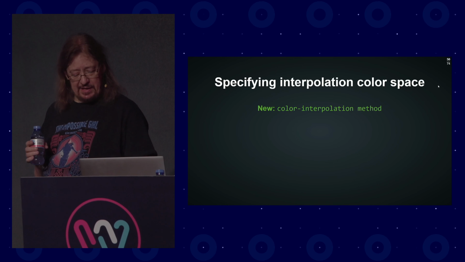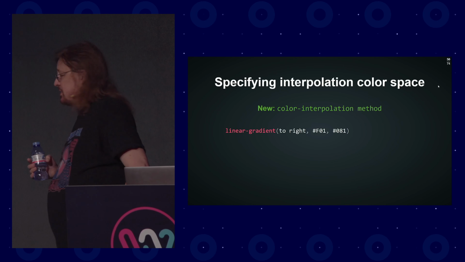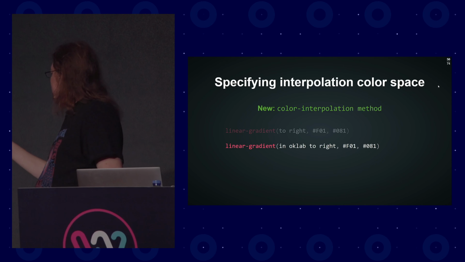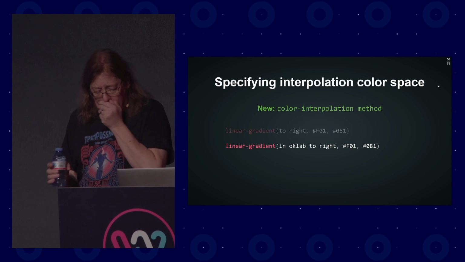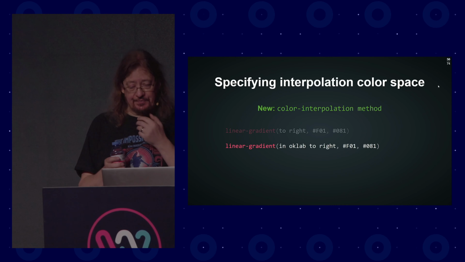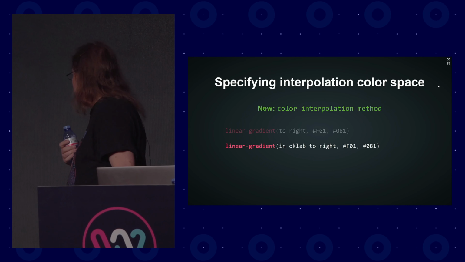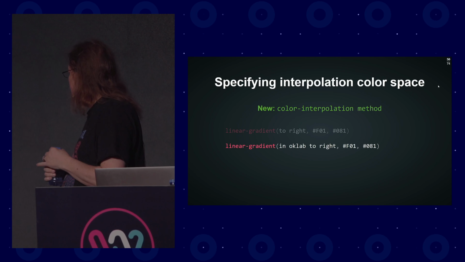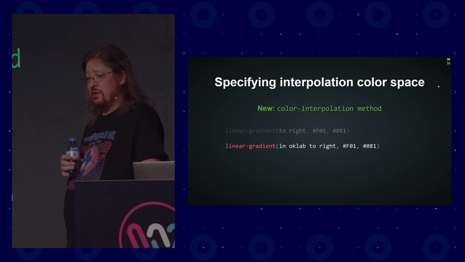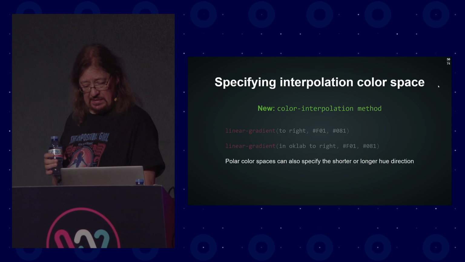So how do you get that? Well, there's a regular gradient. You just give the two colors that you want it to make a gradient. And if you add in OKLab, you just say which color space you want to interpolate in, and your gradient will do that.